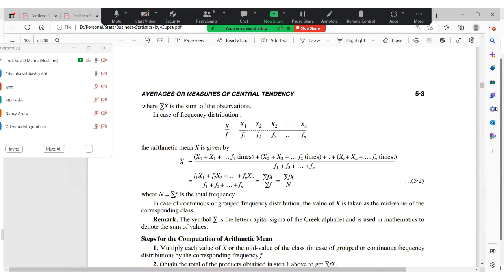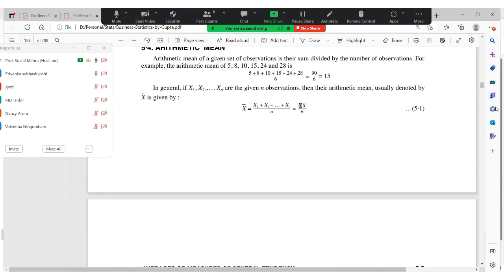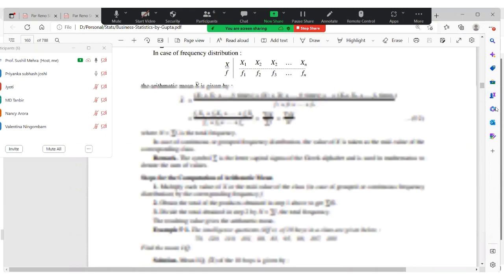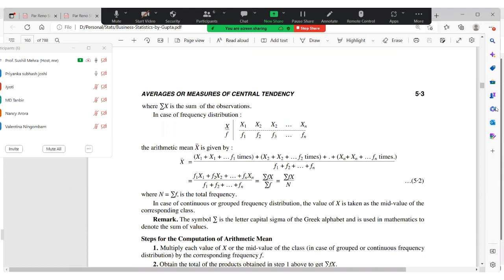Now, this formula is for the individual series, or we can say the ungrouped data. Now, come to this one, next one. This is the grouped data, right?